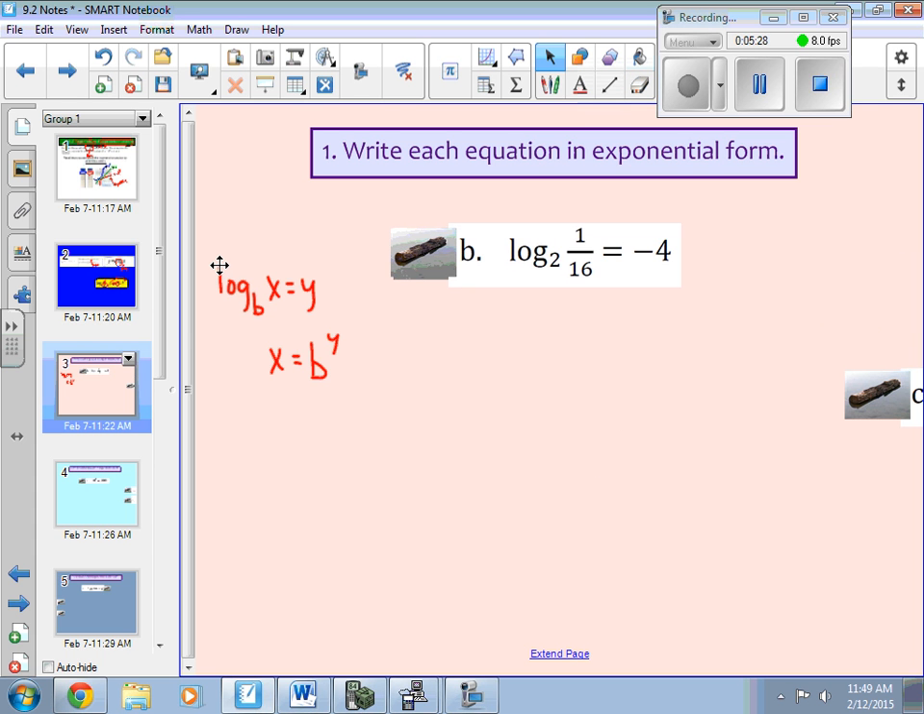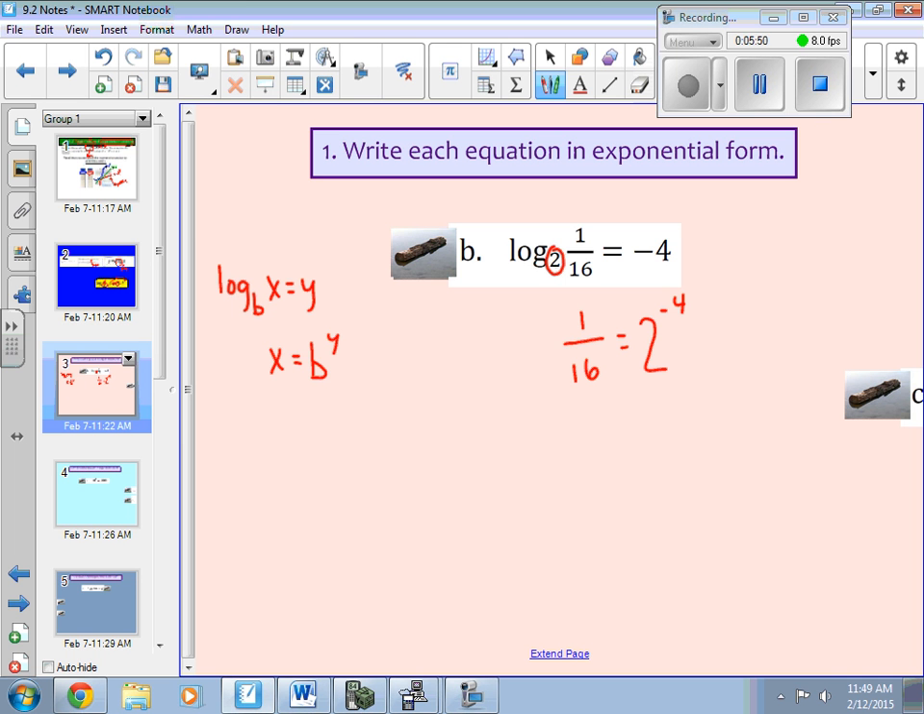B wants us to write this one in exponential form. Again, what we're taking the log of doesn't move. The base of our log becomes the base of our exponent, and the number on the other side becomes our exponent. So does 1/16 equal 2 to the negative 4th power?